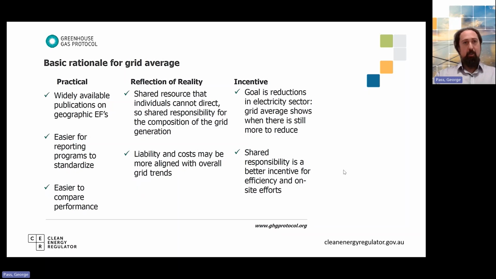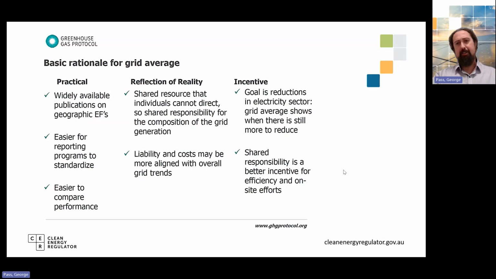So the GHG protocol publishes this basic rationale for the location-based method, and that's that it's generally easier to apply because it doesn't require complex data and trading systems to be able to track electricity from generator to consumer. It also recognises the physical reality that no one can actually tell an electron where to go. It'll just follow the voltage fluctuations in the grid.